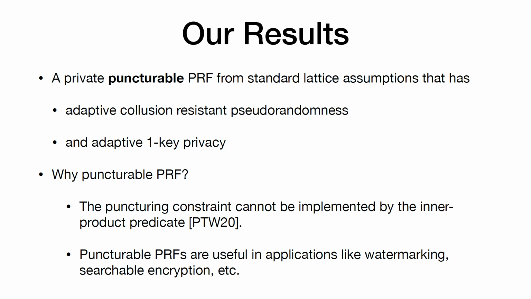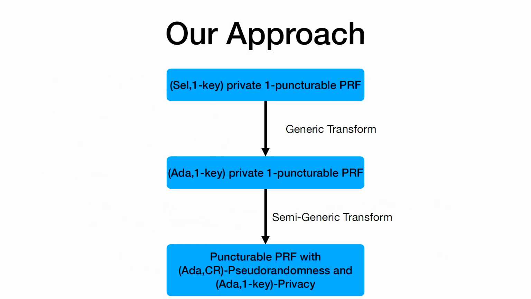Okay. So that is our main result, and next we will talk about how to achieve the result. We proceed in two steps. In the first step, we give a generic construction that upgrades any one-puncture PRF to have adaptive security. And in the second step, we give a semi-generic construction that upgrades some one-key puncture PRF to have collusion-resistant pseudorandomness. The construction can preserve the adaptive security of the underlying construction. So next we will see how both steps proceed.